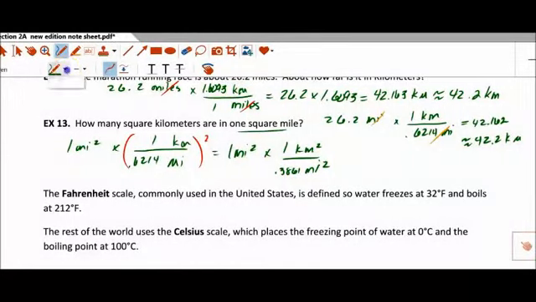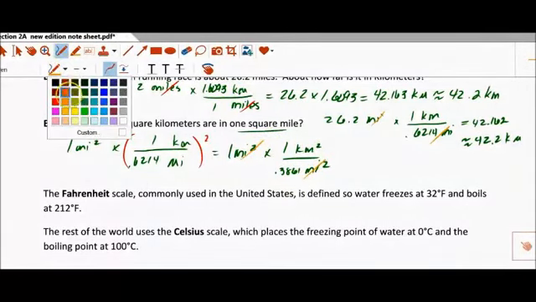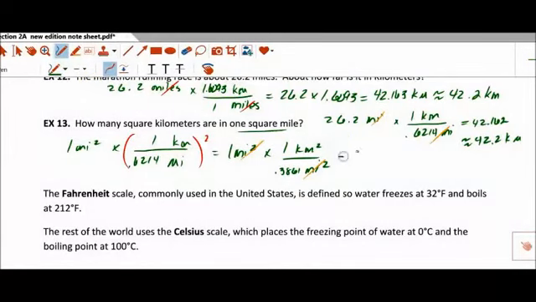I do get my units to cross cancel, so we wipe out the square miles. My answer's in square kilometers. So what I'll need to do is divide 1 by 0.3861. That gives me 2.589. And that's square kilometers. And we could say that's approximately equal to 2.6 square kilometers.